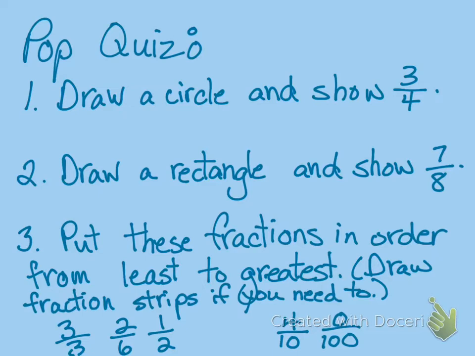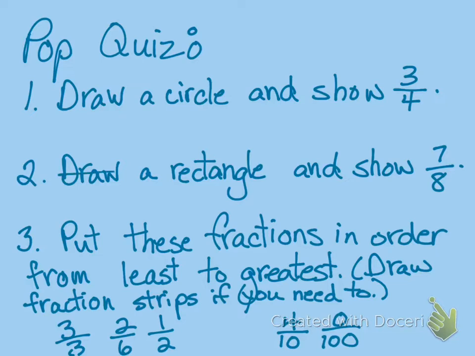Okay, today you have a pop quiz. 3 questions to do. The first 2 are really super easy. So at the end, write pop quiz number 1. You do not have to write these instructions. All you have to do is do it. So it says draw a circle. So that's all you have to do. Number 1, draw a circle. Show 3 quarters. So color that whatever color you like.